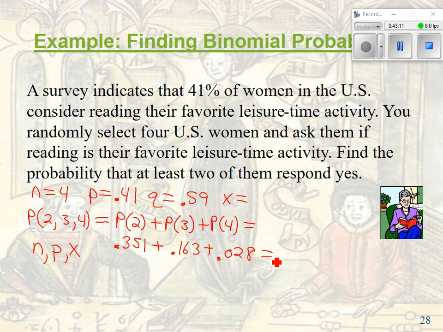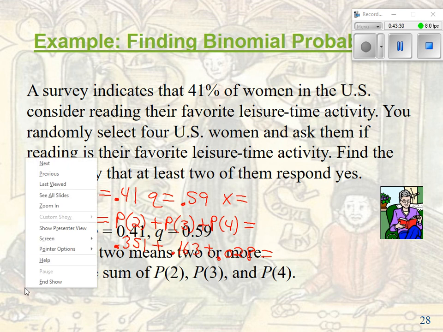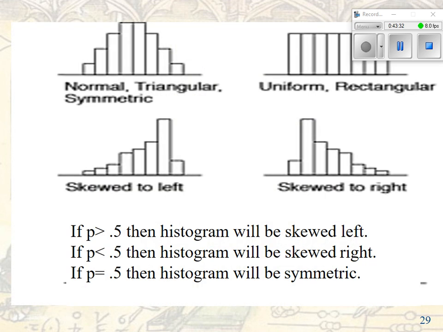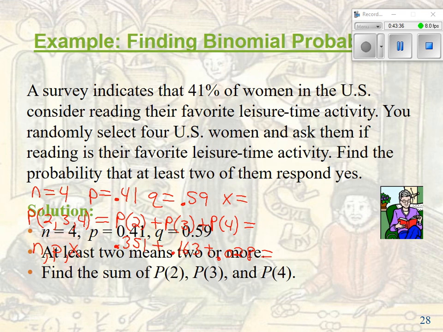If you're getting into longer stuff, like if we wanted all of these probabilities, we could have just done them all. Instead of punching in all that, we could just punch in the N, the P, and the X each time. What did it come out to be? 0.542?